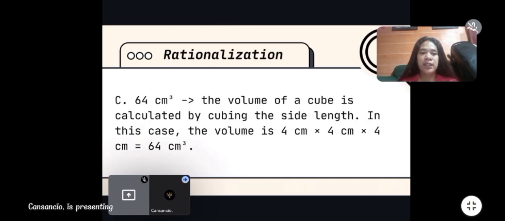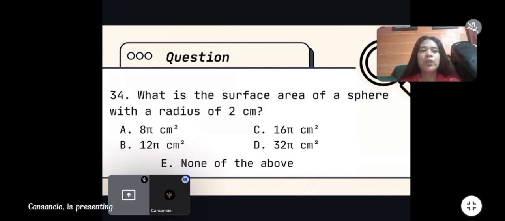C, 64 cm cube. The value of a cube is calculated by cubing the side length. In this case, the volume is 4 cm times 4 cm times 4 cm, which equals 64 cm cube.